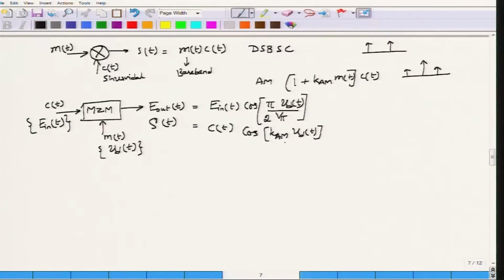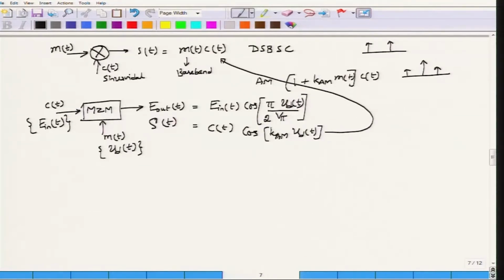Clearly, this is not exactly the same as the relationship m of t into c of t, because of the presence of this cosine term. So, this is not going to give you an exact double sideband suppressed carrier. Is there a way out? Is there a way in which we can approximate this nonlinear characteristic with that of the characteristic that we have? Can I eliminate the cosine by placing some restrictions on u_d of t and K_AM? If I can pick K_AM and impose certain criteria on u_d of t, is there a way for me to make this almost equal to this particular characteristic? Let us see how we can do that.